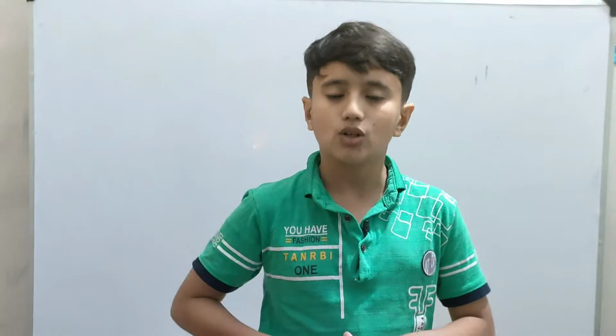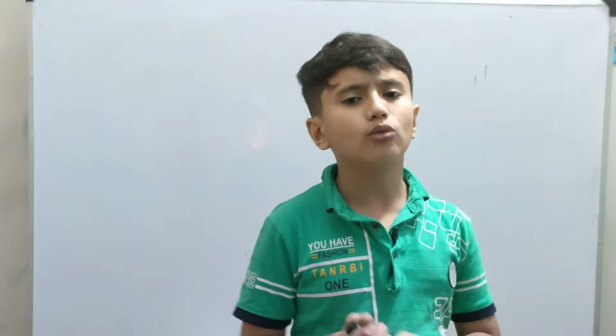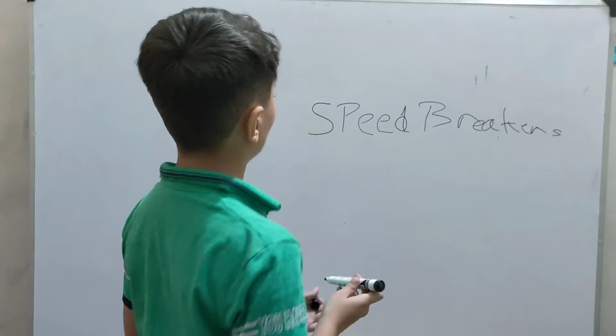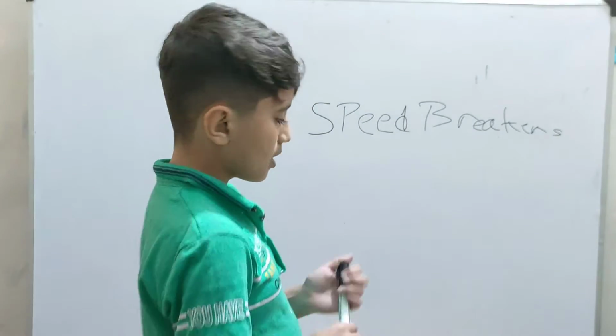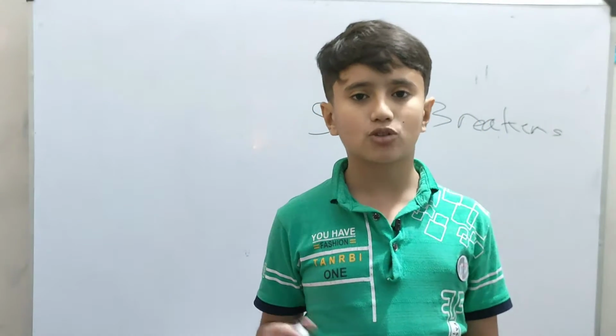a, e, u, a. What I felt when I was a kid, when I used to get hesitant in Urdu, whenever I had a speech, I used to start doing a, e, u, e, a. I used to do that. So we have to stop speed breakers. Now, what are speed breakers? It's when you're talking fluently and suddenly something stops you.